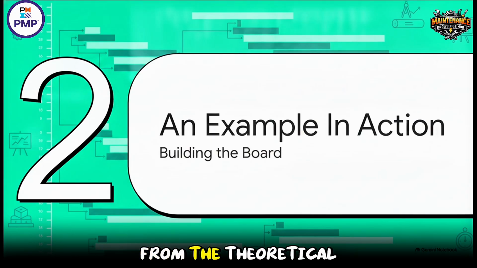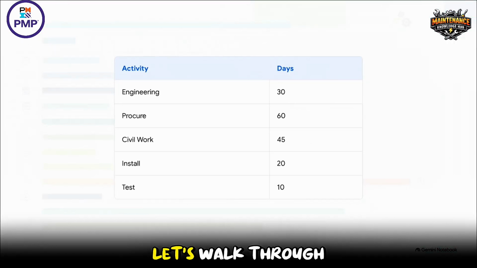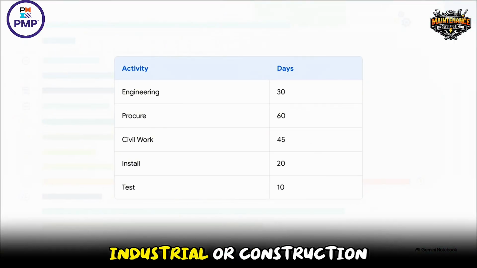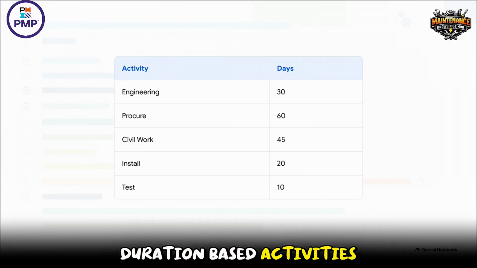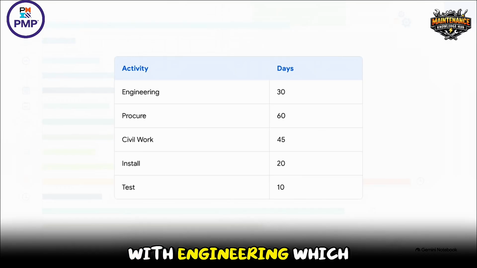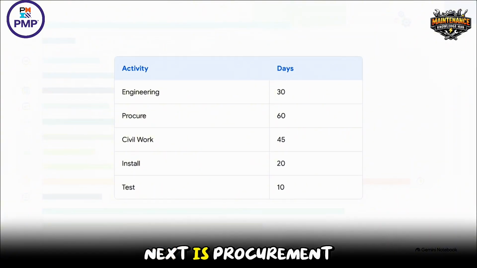Okay, let's move from the theoretical to the practical. Section 2, an example in action, building the board. Let's walk through a realistic industrial or construction example. Imagine we have a list of raw duration-based activities. We kick off with engineering, which needs 30 days. Next is procurement. That's a lengthy 60 days to source all our materials. Following that, civil work at 45 days, equipment installation at 20 days, testing needs 10, and finally, commissioning the whole project, which takes 15 days.